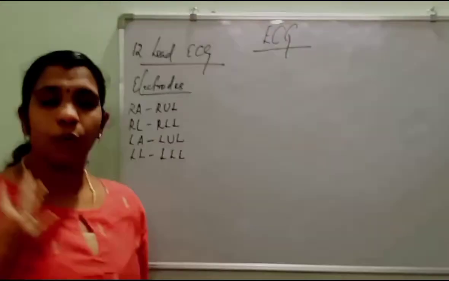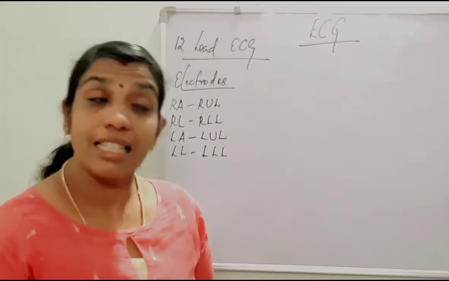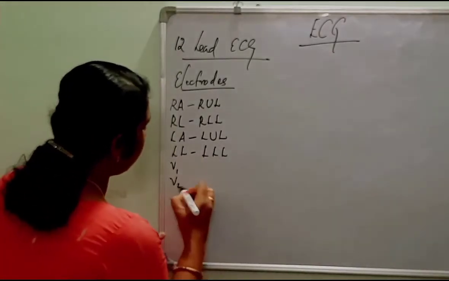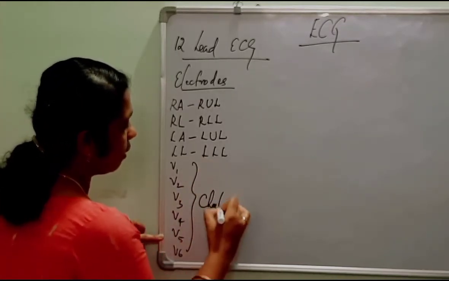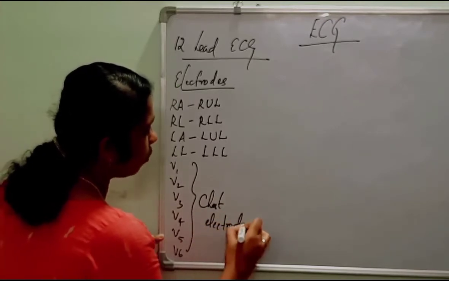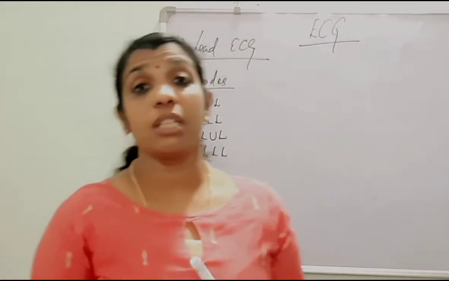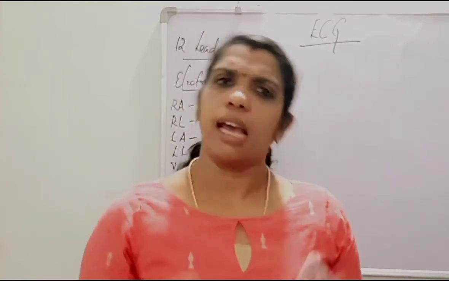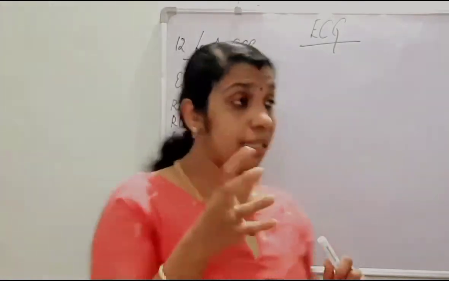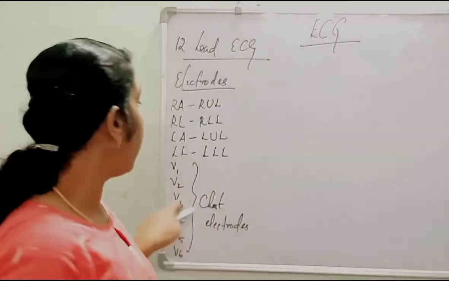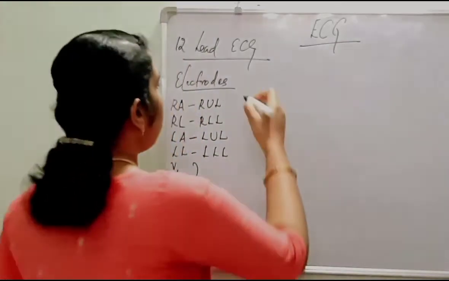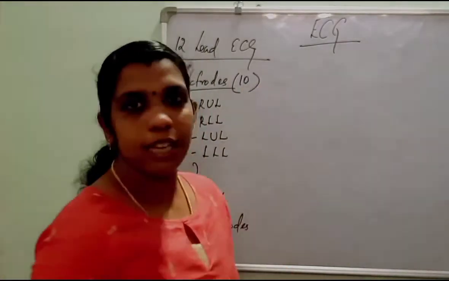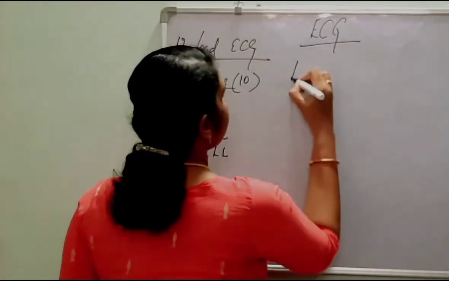Then, besides the 4 limb electrodes, there are 6 chest electrodes, that is V1, V2, V3, V4, V5 and V6. In some books it is said that there are 6 chest electrodes, and in some books it is said that there is only 1 chest electrode which is placed at different positions on the chest. Anyway, ECG Made Easy by Hampton says that there are 4 limb electrodes and 6 chest electrodes. So, in total, in a standard 12 lead ECG, there will be 10 electrodes. You understand? 10 electrodes.